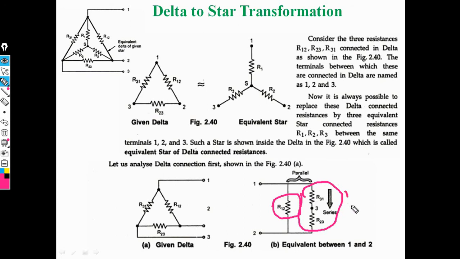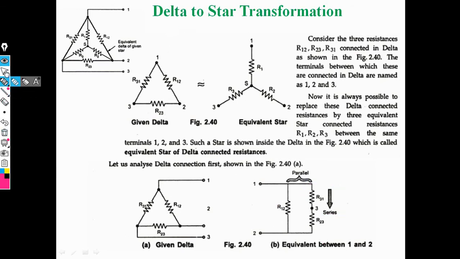And this is the very important equivalent diagram needed to convert delta to star transformation. This is the important concept, called delta to star transformation. Now this is the given delta circuit and this is the equivalent circuit between two parameters, parallel and series. Here R12 is parallel to R31 and R23, and both are connected in series. This is the phenomenon of the delta circuit.